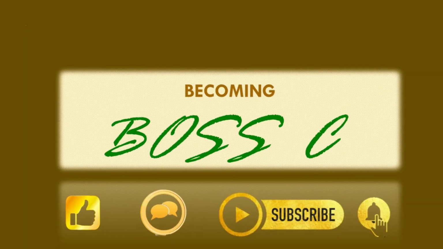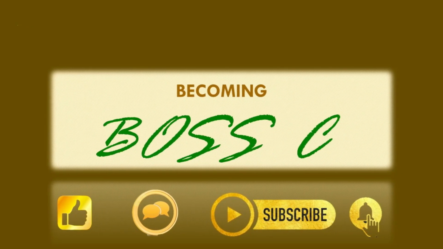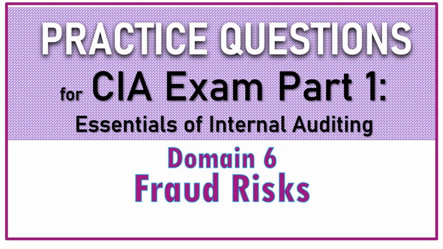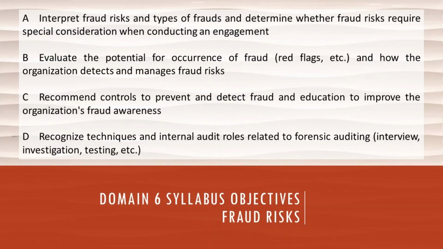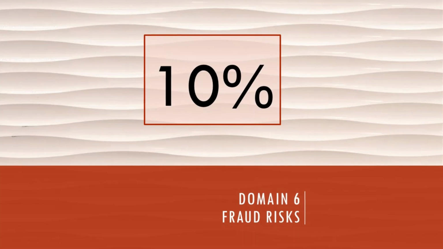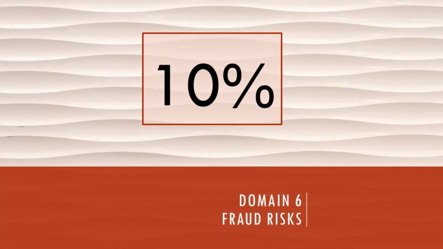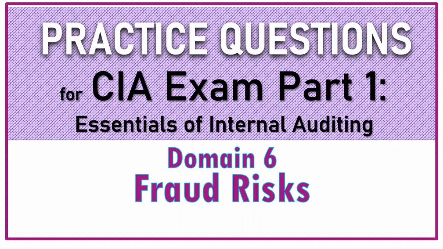Today, we will learn about the final domain for Part 1 of the Certified Internal Auditor Exam, which focuses on fraud risks. Here are the syllabus objectives for Domain 6, which makes up 10% of the exam. So this is a great domain to master so that you can pass the CIA exam Part 1.